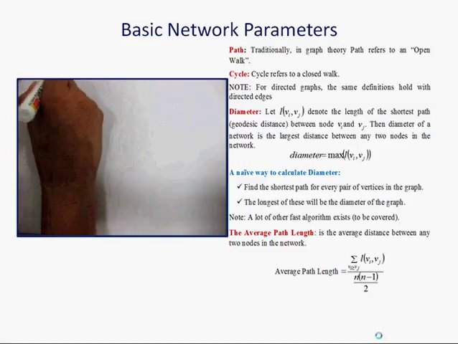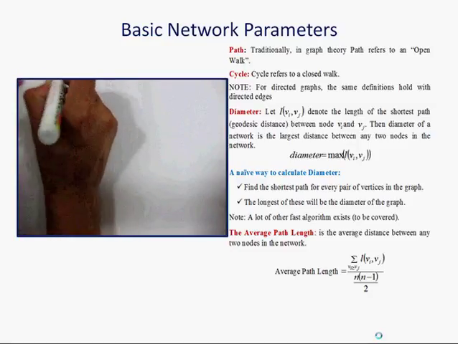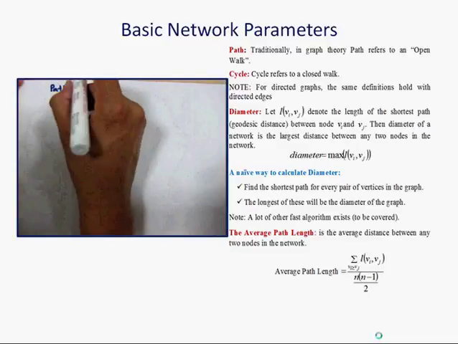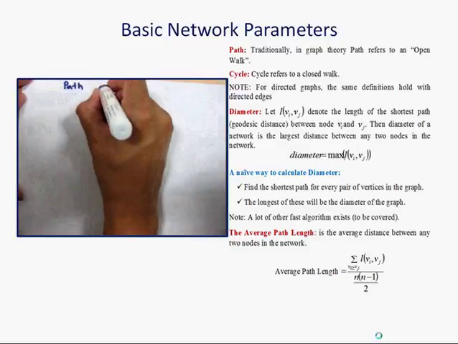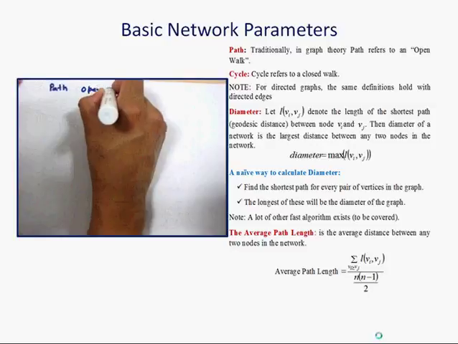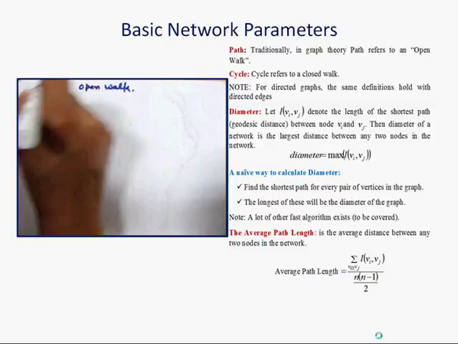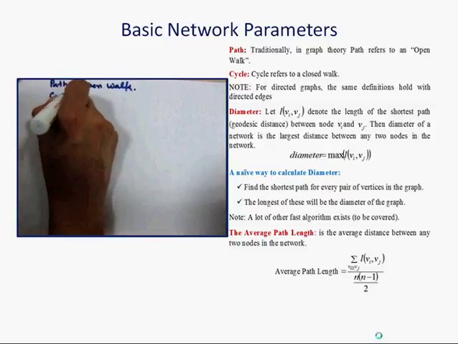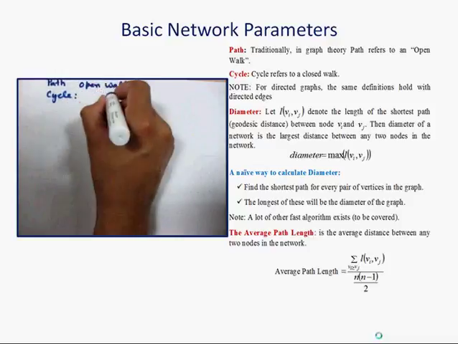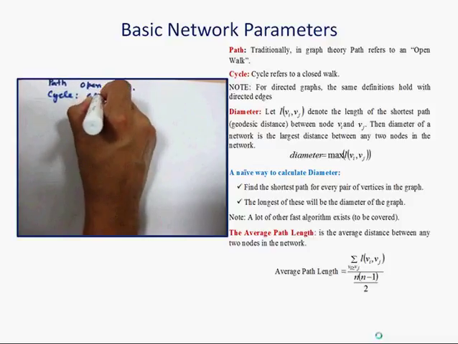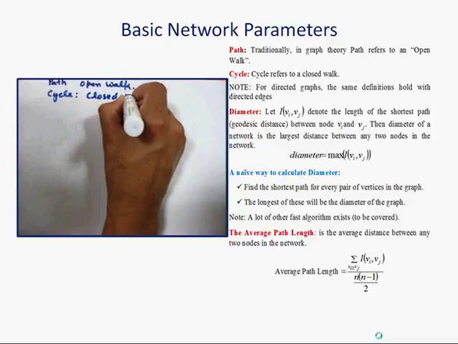Path. Traditionally in graph theory, path refers to an open walk. Cycle. Cycle refers to a closed walk. Diameter.